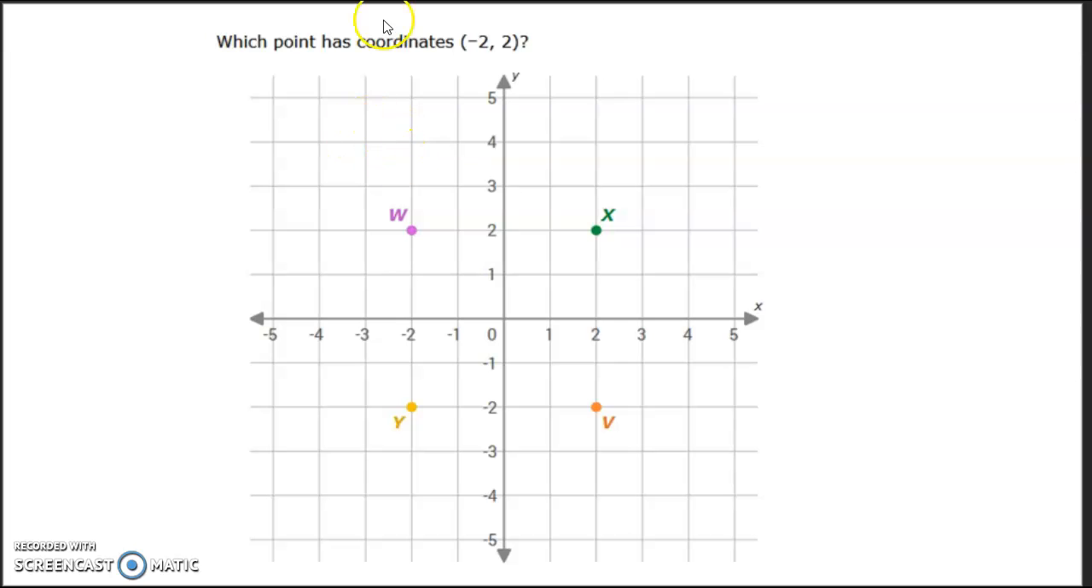Which point has the coordinates -2, 2? Well, I know that my X has to be -2. So when I begin in my origin, on the X axis, -2 is here. Then it says my Y value is +2. Well, that's up here. So if I'm going to drive there, like if you go down 2 blocks and up 2 blocks, I am at point W.